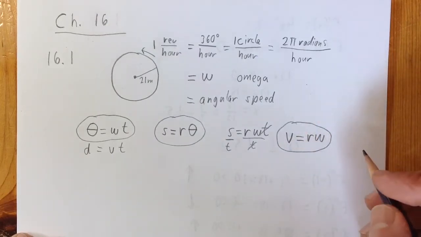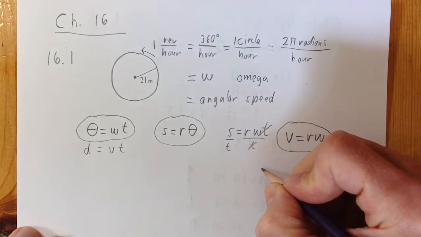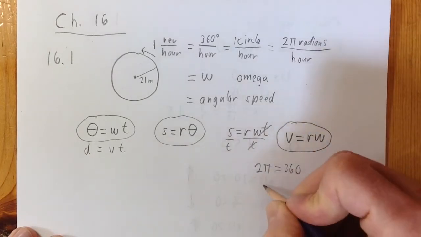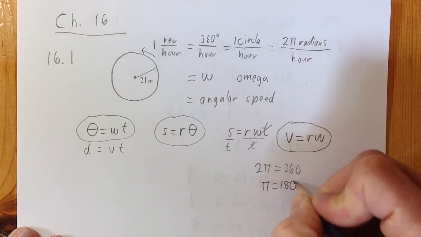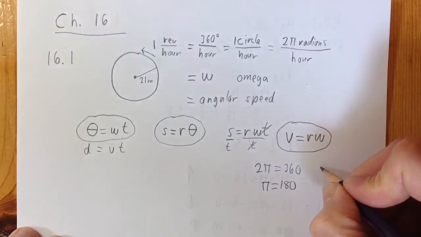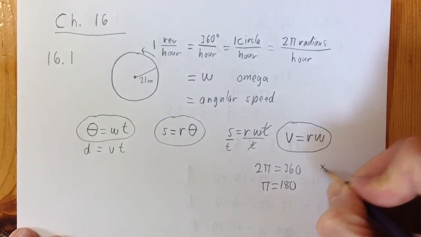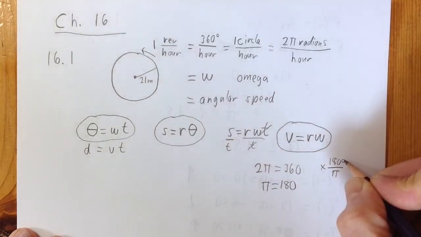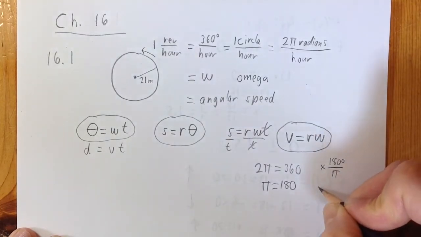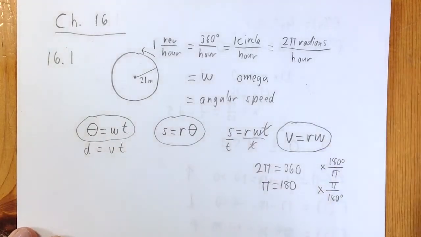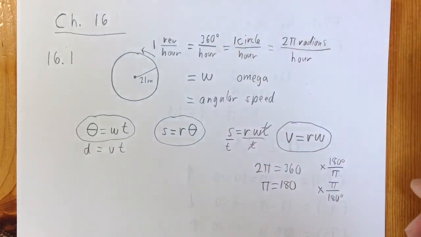And of course, you have to always remember that 2 pi radians is the same as 360 degrees. So 2 pi is the same as 360, and you just divide by 2, so pi is 180. If you want to convert, if you want degrees, you multiply by 180 degrees over pi. What you want is always in the top. If you want radians, you multiply by pi over 180, and you put the radians on top. So this is all stuff we're going to be using this whole chapter.